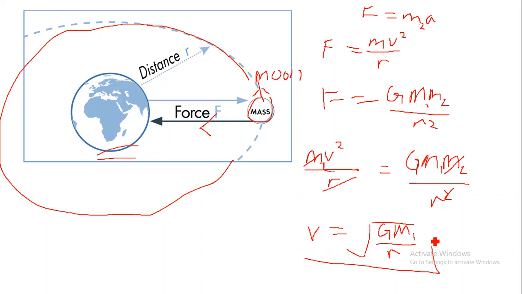So this is our velocity of what? Of the moon when it is orbiting the earth. And remember, this velocity refers to the linear velocity, the linear velocity when it travels around the earth, means here or here or somewhere here. This is the linear velocity, v equal to the square root of G m1 over r.